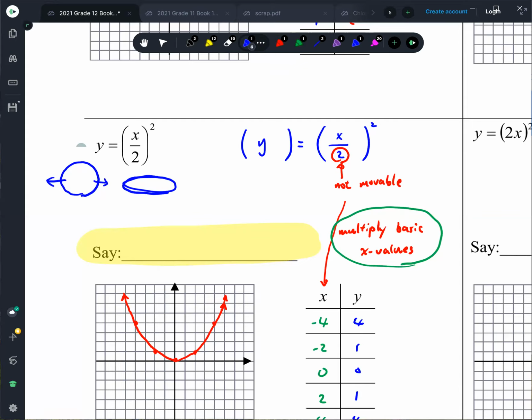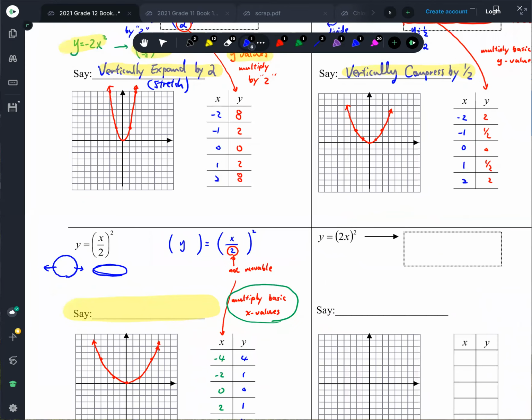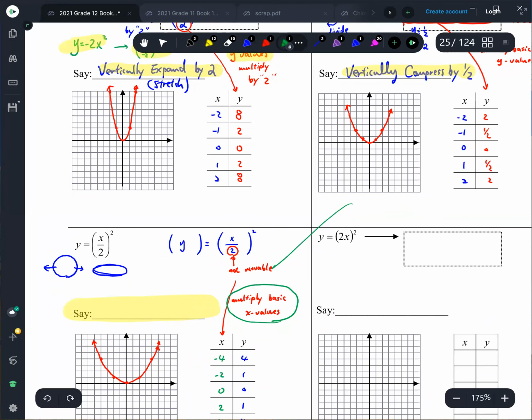But if it's with the y, we have to use vertical. If it's with the x, you have to describe using horizontal, okay? So these two graphs, even though they are both getting wider, their points are not the same, okay?